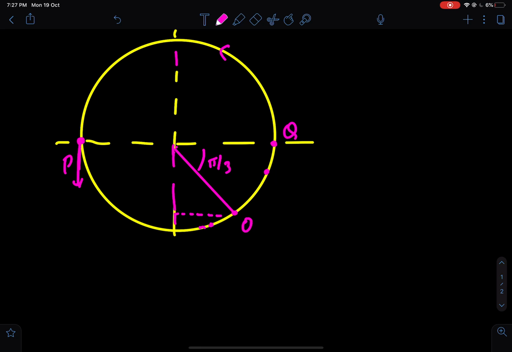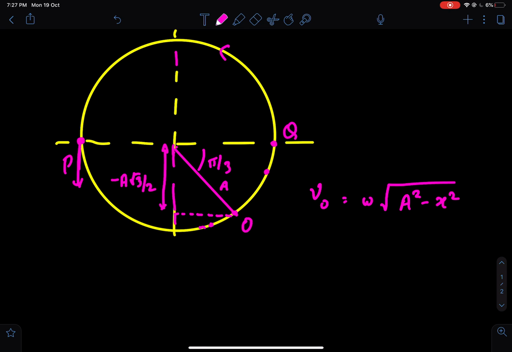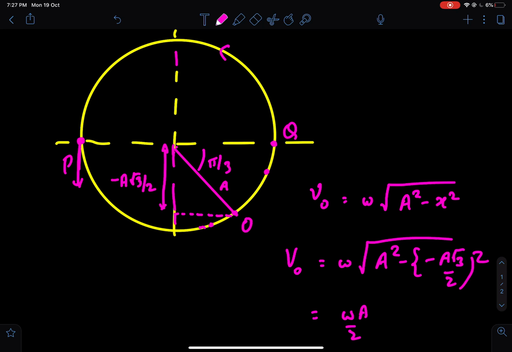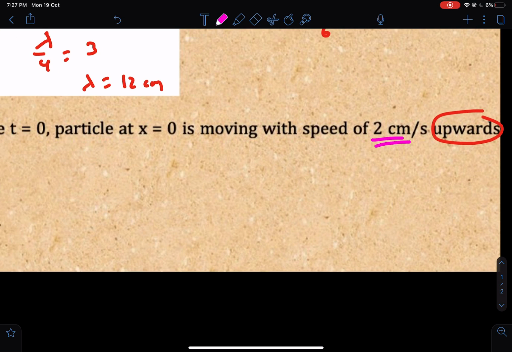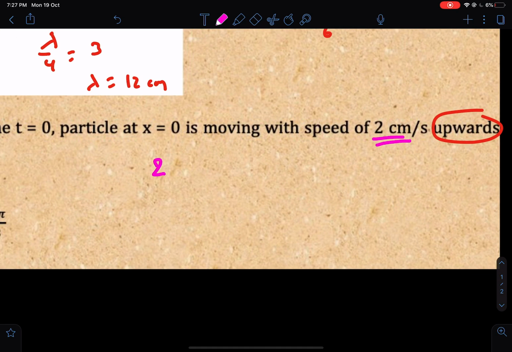Now what is the displacement from mean position? Displacement from mean position is a root 3 by 2 with a negative sign. So what is the velocity of O? O is undergoing SHM. In SHM, the velocity is represented by omega root over a square minus x square, where x is the displacement from mean position. So velocity of O is omega root over a square minus, its displacement is minus a root 3 by 2, whole square. So as far as its speed is considered, this is omega a by 2. Now this omega a by 2 value is given because it's given that this particle at x equal to 0 is moving with a speed of 2 centimeter per second. So 2 is its velocity.